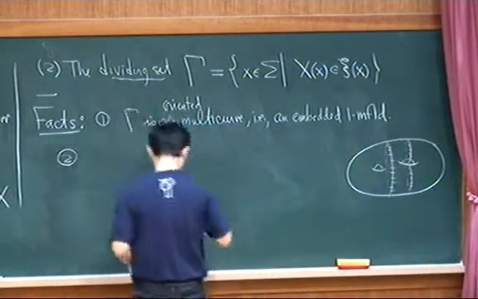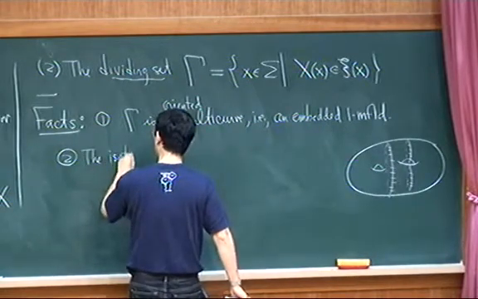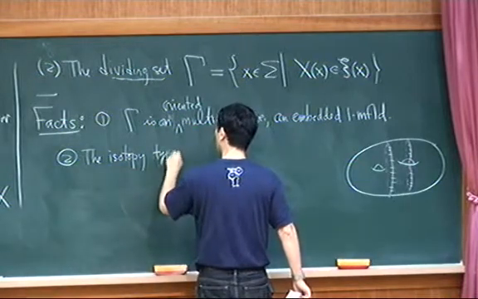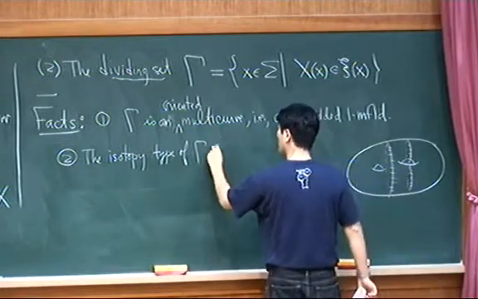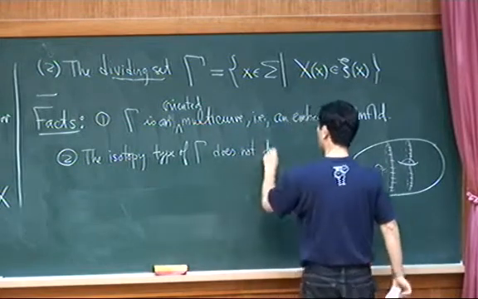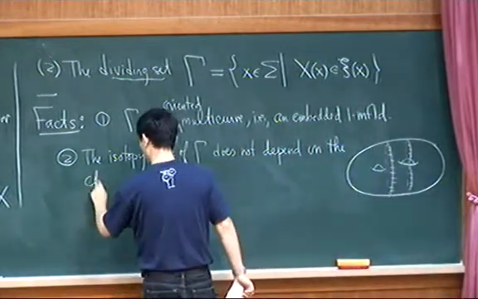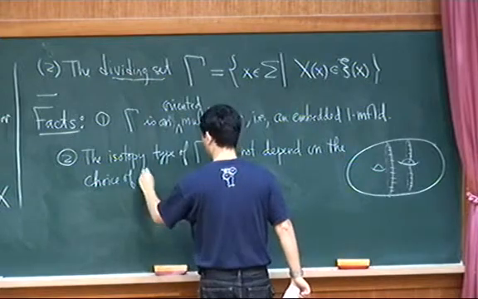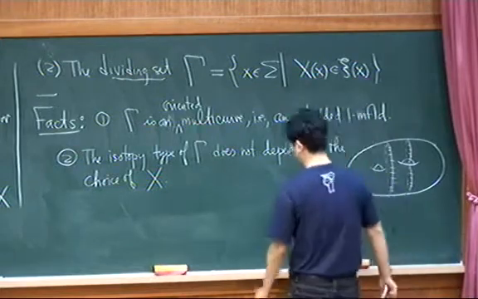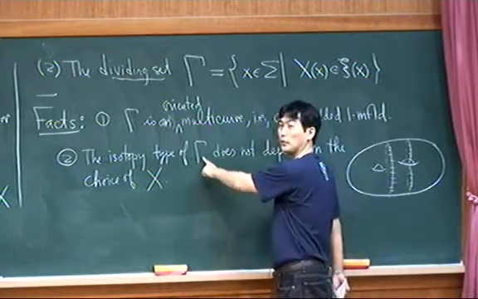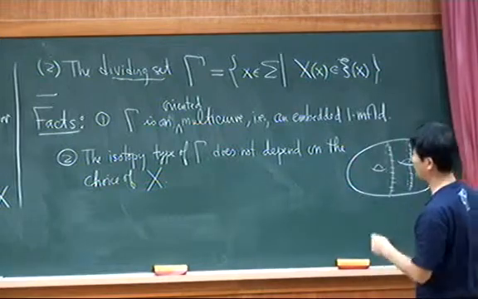The second fact is that the isotopy class, the isotopy type of gamma does not depend on the choice of contact vector field X. Okay. So usually I won't put an X. Gamma a priori is dependent on X, but I'm not going to write X until at some point when it actually becomes important.